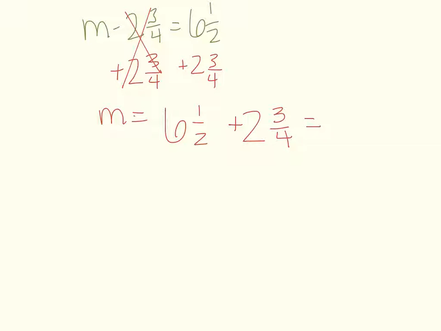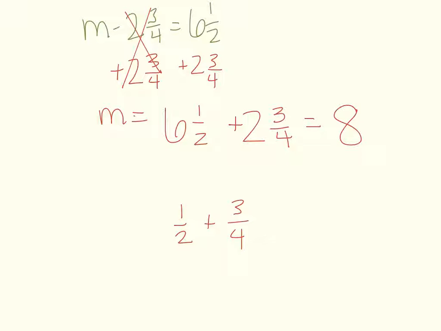I'm going to add my whole numbers together first. 6 wholes plus 2 wholes, which gives me 8 wholes. And then 1/2 plus 3/4. That's what I'm adding next. Now if this is more than 1, I might have to add to my whole number if I get an improper fraction here, but it won't.